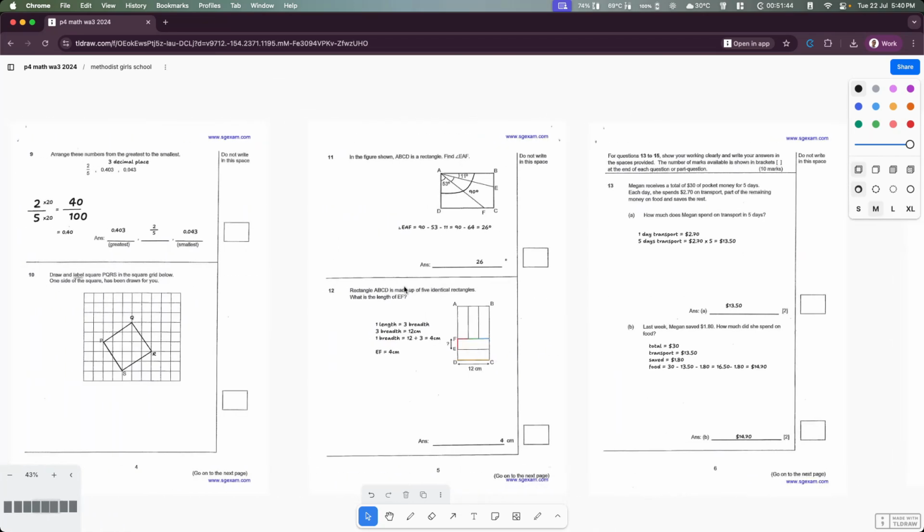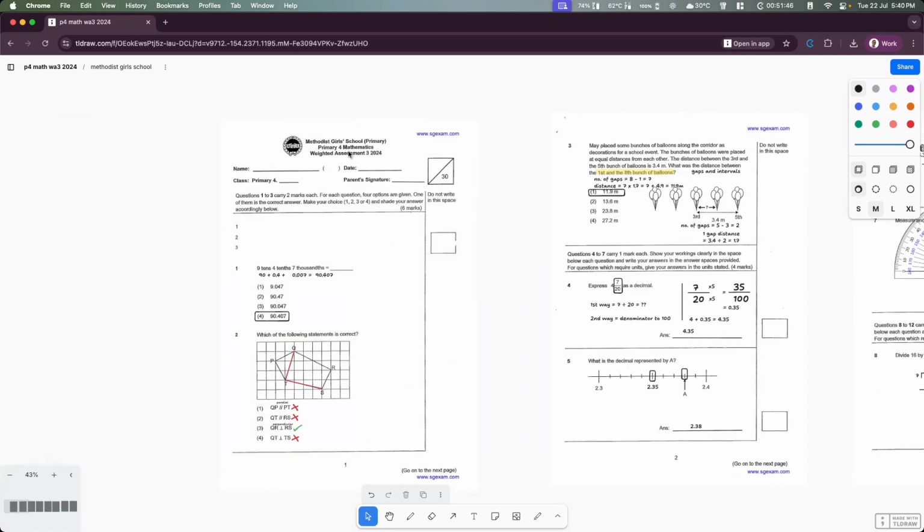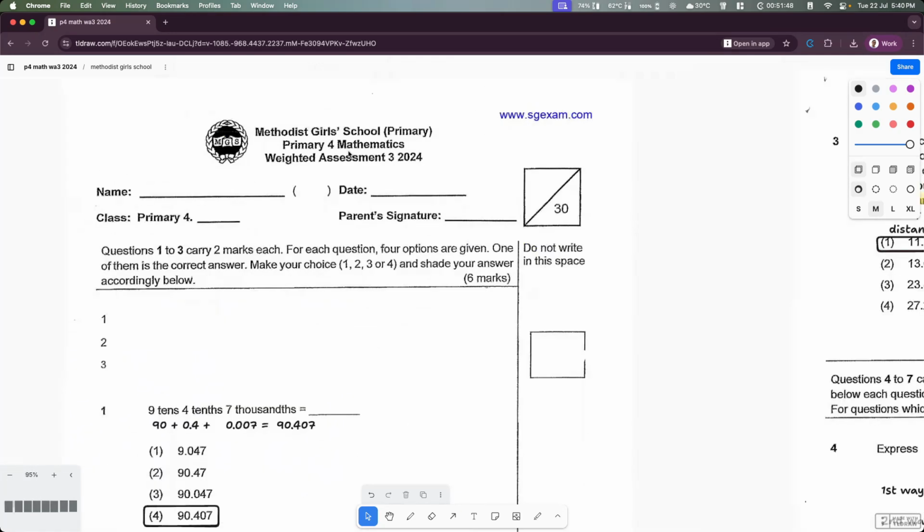That is what we went through for the Methodist Girls School Primary 4 Assessment 3 2024.